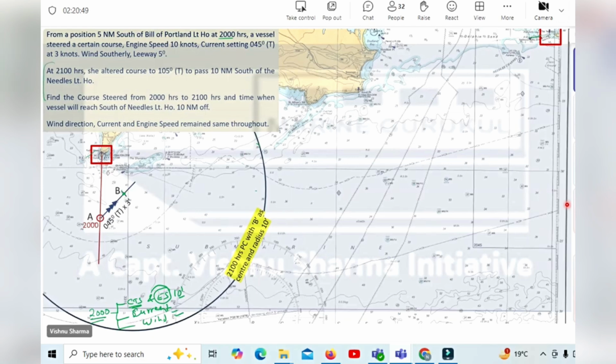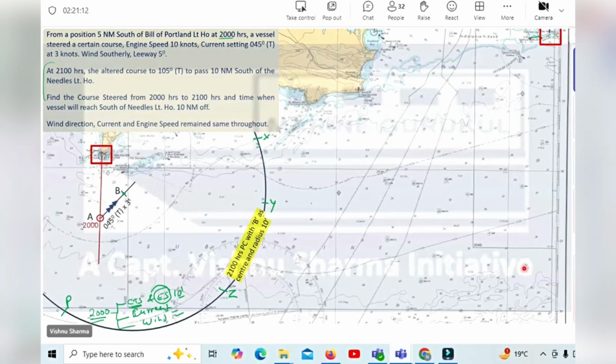Okay. Now, guys, from 2100 hours, read the second part of the question here. At 2100 hours, she alters course to 105. Now, I do not know whether I am here at 2100 hours at X. Am I at Y? Am I at Z? Am I at P? I do not know where I am at 2100 hours. So I cannot start my plot from this circle anymore. But what does it give me?